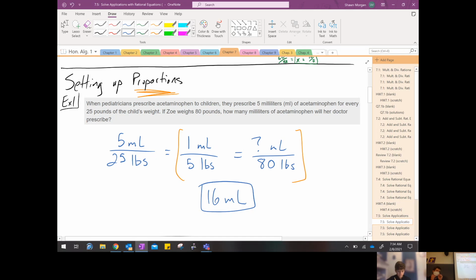Setting up a proportion is very, very applicable in everyday life. Okay? I think I used the example of muffins last week. Did I talk about muffins last week? In one of the videos, I think I did. You guys that haven't watched the videos, shame on you still.